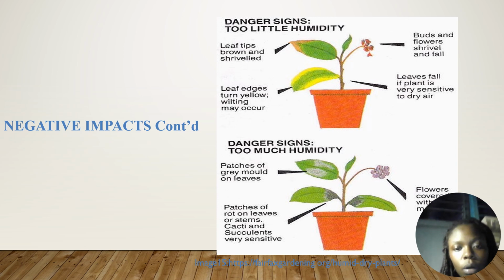On the lower plant, we have the danger when humidity is too much. On the top leaf, patches of grey mold on leaves, as observed in the figure. On the lower leaf, patches of rot on the leaves or stem, and succulents are very sensitive.